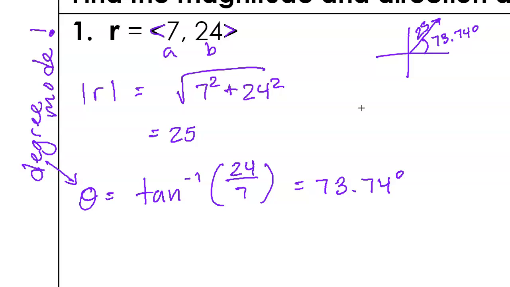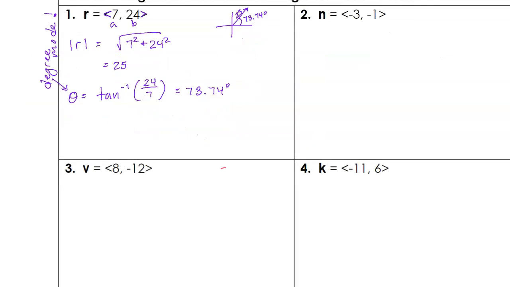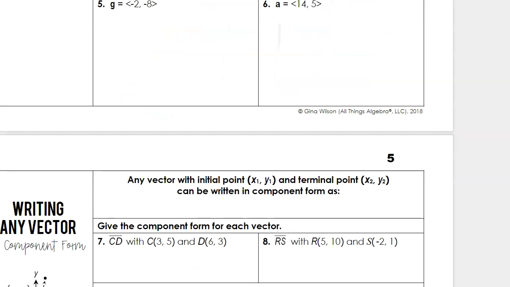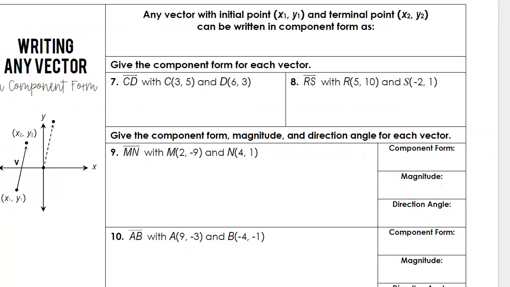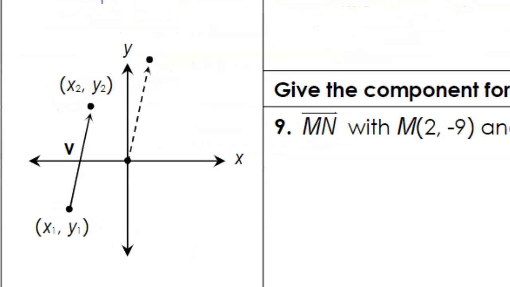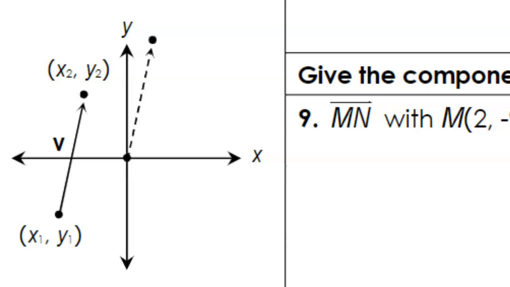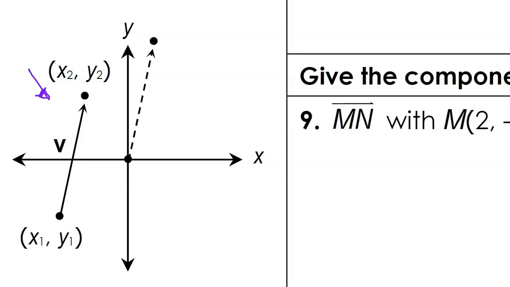All right, so now we're going to skip all of these examples, and go to the last part. The last type of problem they could give you: find the component form given the initial point and terminal point of the vector. As you can see right here, not all vectors are automatically in component form. This vector right here is not starting on the origin, but we can find this vector in component form.